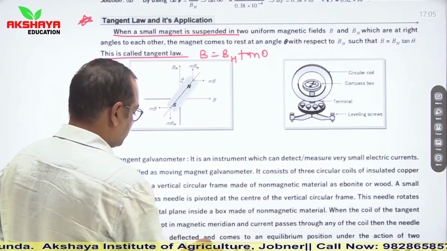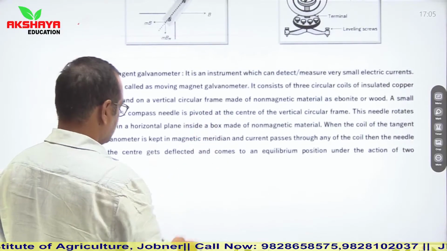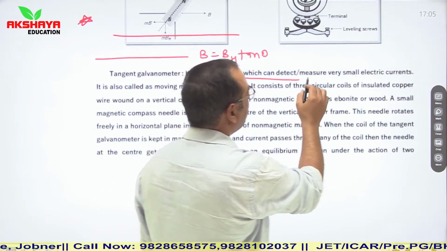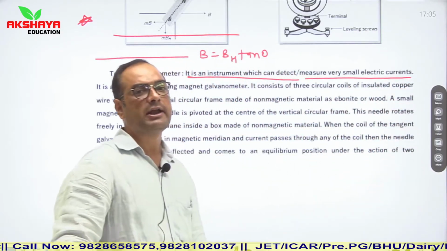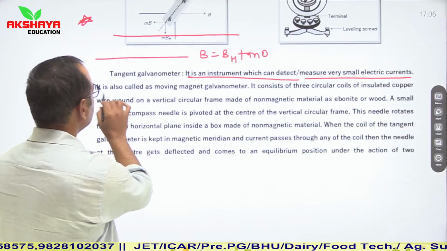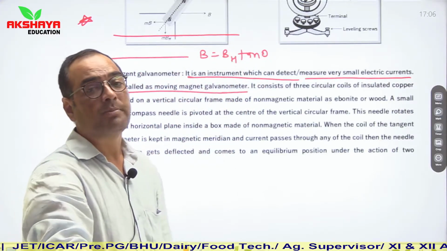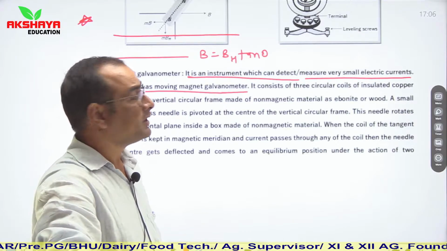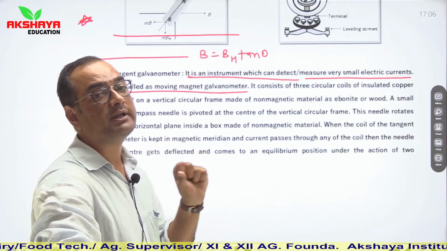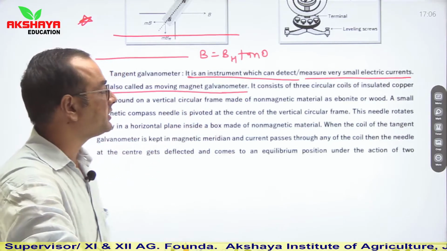See what is given in it. The tangent galvanometer is an instrument which can detect or measure very small electric currents. So it is basically used to measure small or feeble currents. It is also called a moving magnet galvanometer. In the previous topic we discussed the moving coil galvanometer, and here we are talking about the moving magnet galvanometer. It is based on tangent law, hence it is also known as tangent galvanometer.